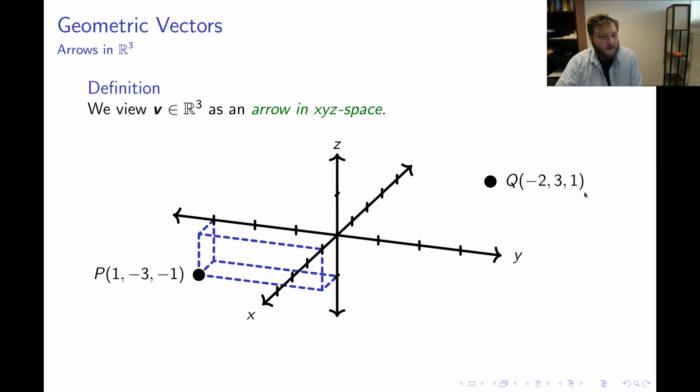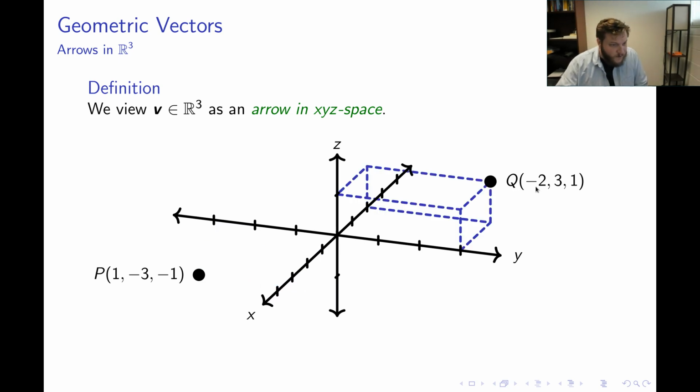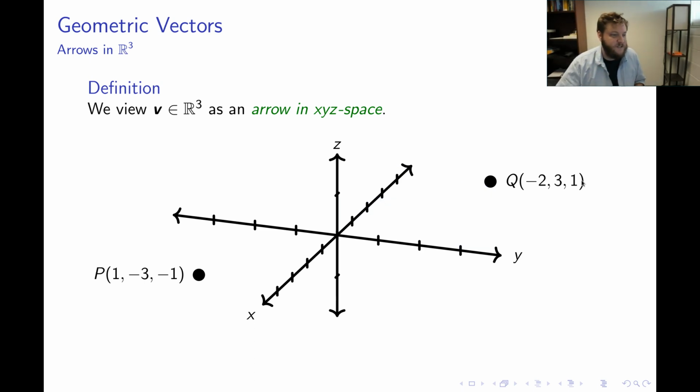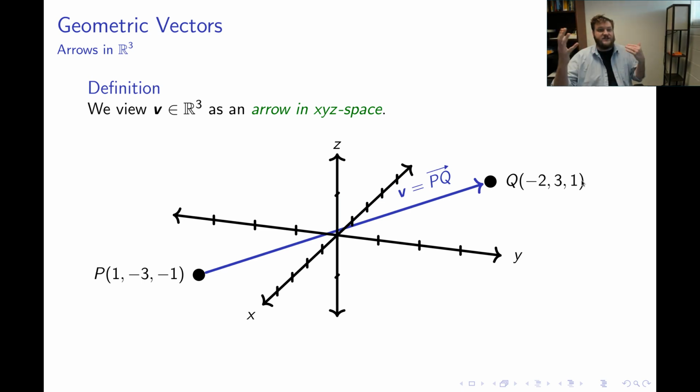How did we get here? Well, we traveled -2 units in the x direction, then we traveled 3 units in the y direction, and then 1 unit, so that would be up, in the z direction. Once I know how to locate positions in XYZ space, I can draw arrows in XYZ space and measure tip to tail displacement.